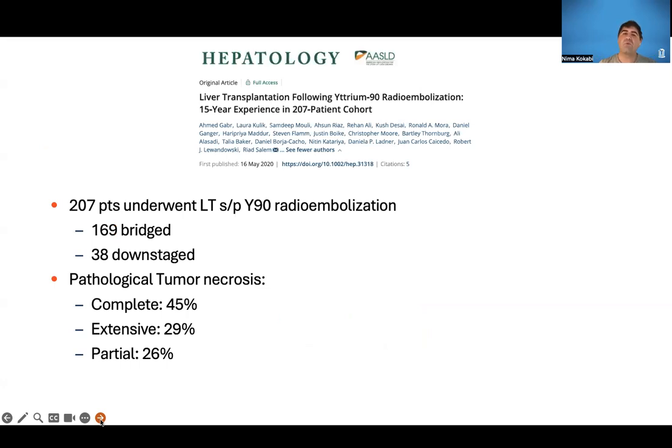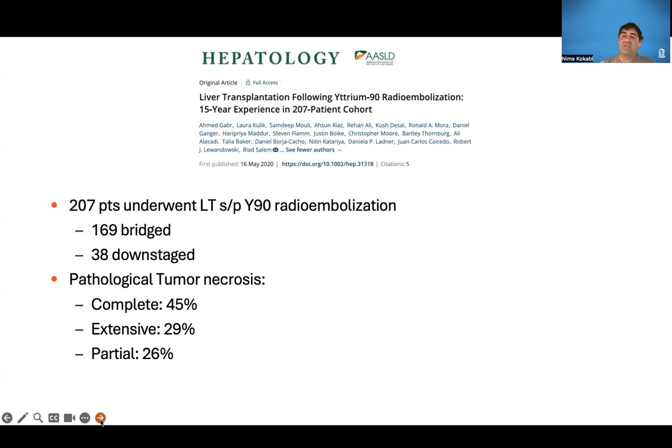Another study more recently out of Northwestern looked at 207 patients that underwent bridging with Y90 radioembolization. In our study out of Emory, we had a combination of ablation, TACE, and Y90 radioembolization. This study out of Northwestern specifically looked at radioembolization. The majority of the patients were within Milan criteria, so they were bridged, and a smaller minority were outside of Milan but were successfully downstaged to within Milan criteria, and then they got their transplant.